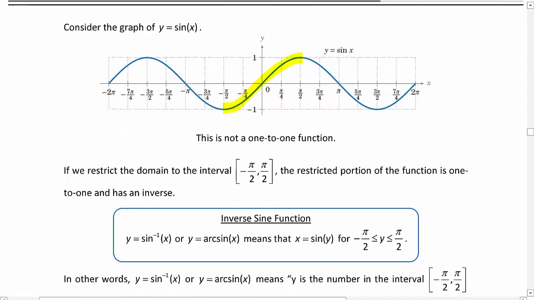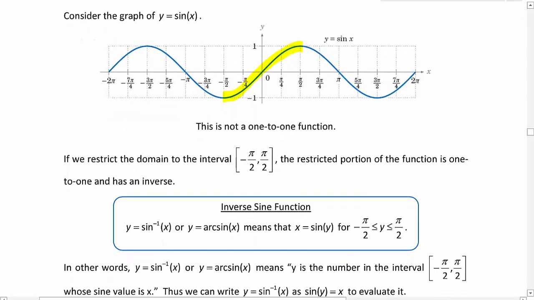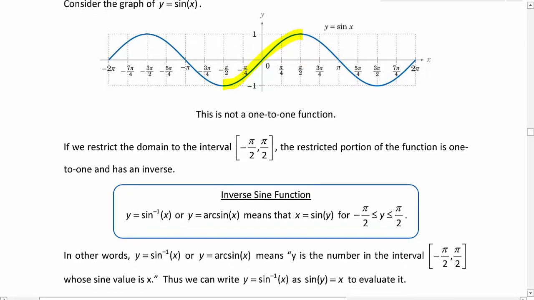We know that inverse functions have to be one-to-one, so basically we're just taking sine and forcing it to have an inverse. The way that we force it to have an inverse is by restricting the domain to be just this one-to-one section, negative pi over 2 to pi over 2.